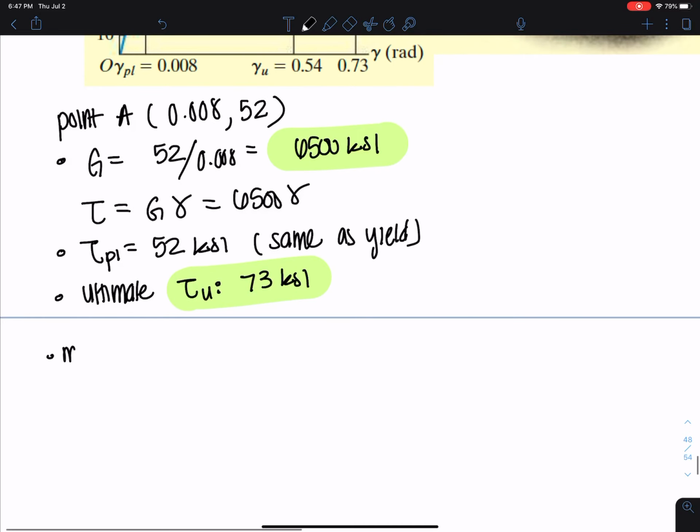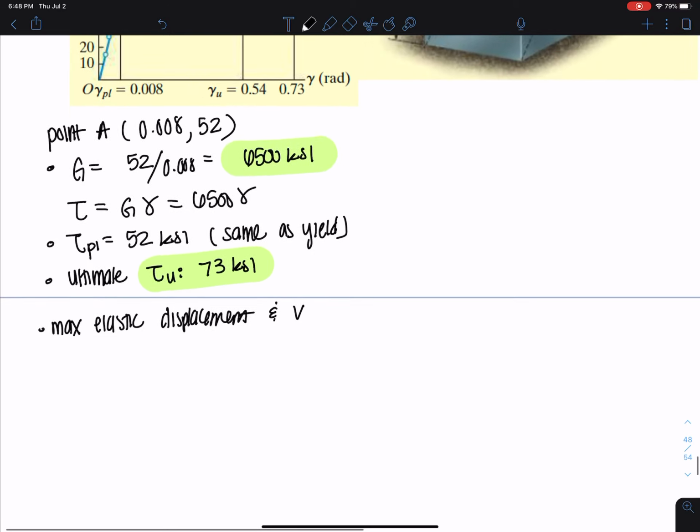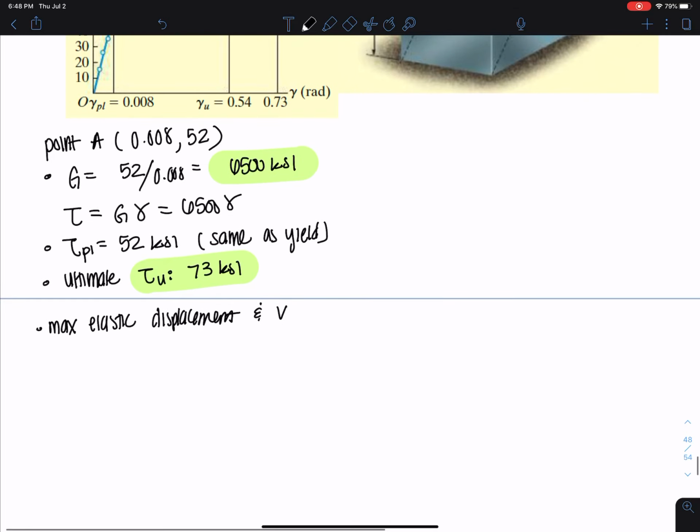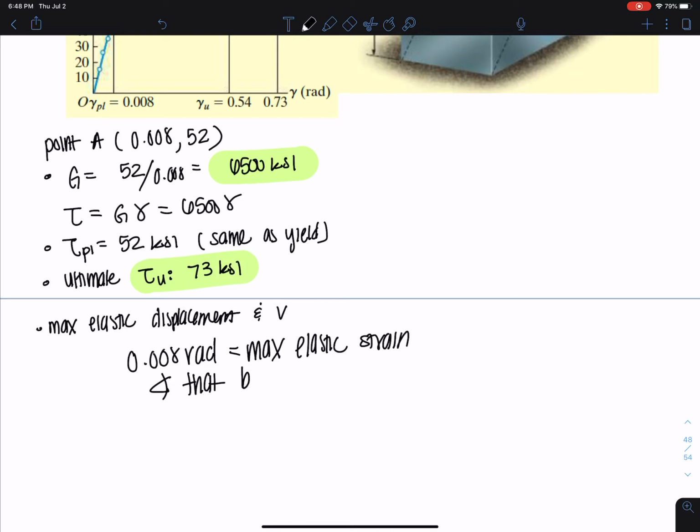So we want to know the maximum elastic displacement and shear force. Okay, so the first thing we can do is look at the max elastic strain, which is at 0.008 from the diagram, right? And that's at the top of the block. So we know that gamma is in radians, and this is the angle that the block distorts.